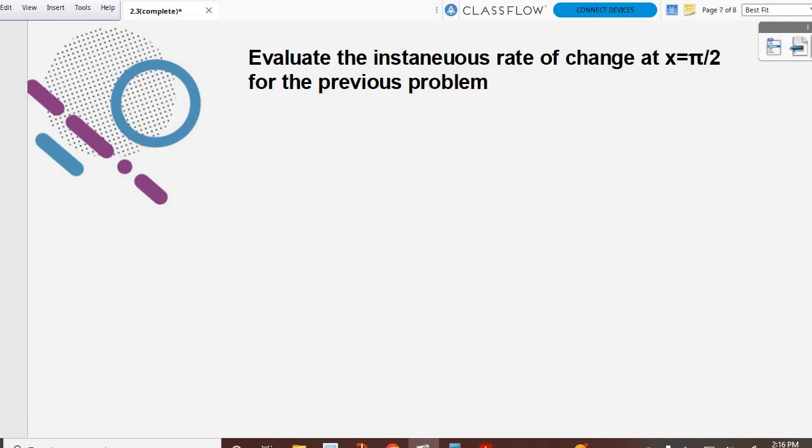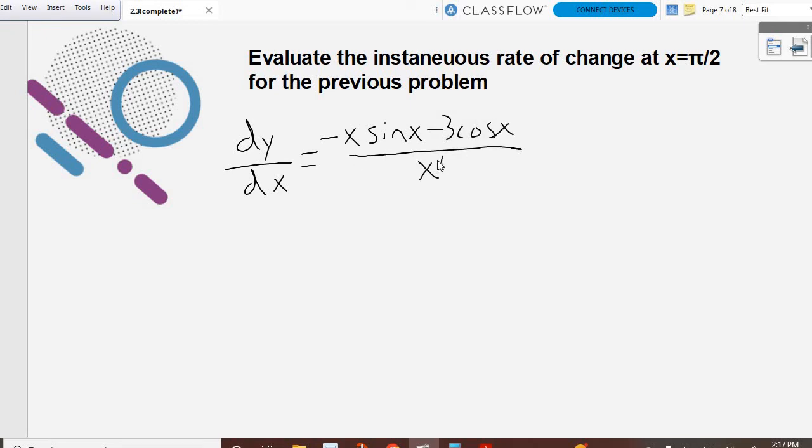Alright. So now we're going to evaluate the instantaneous rate of change at x equals pi over 2 for the previous problem. What is instantaneous rate of change? The derivative, right? At pi over 2. So we need to write out our derivative, which lucky for us we already found. I'm just going to rewrite it out. We said it was negative x sine of x minus 3 cosine of x divided by x to the 4th.